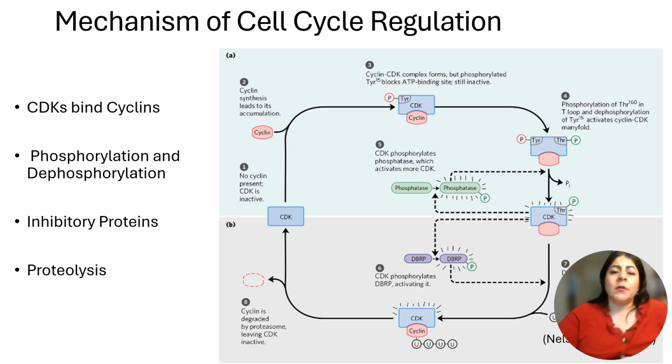Inactivation follows when CDK phosphorylates the APC, tagging cyclin with ubiquitin. This ubiquitin tag will signal proteasomes to degrade cyclin, thereby halting the CDK activity and completing the cycle.